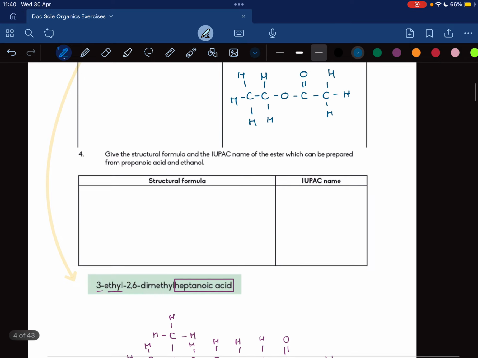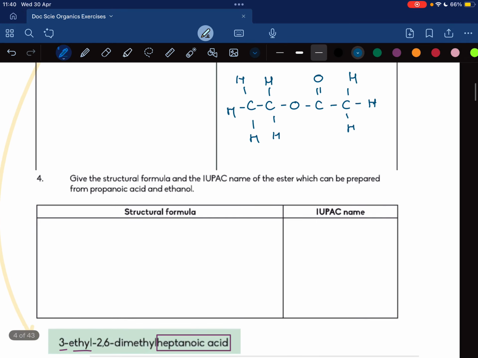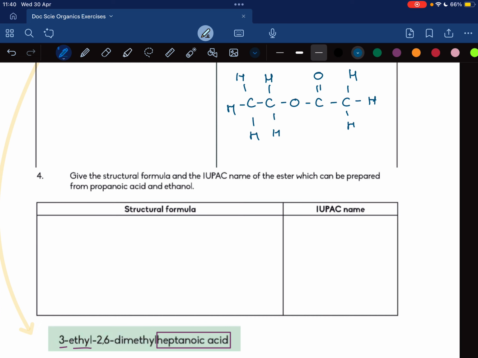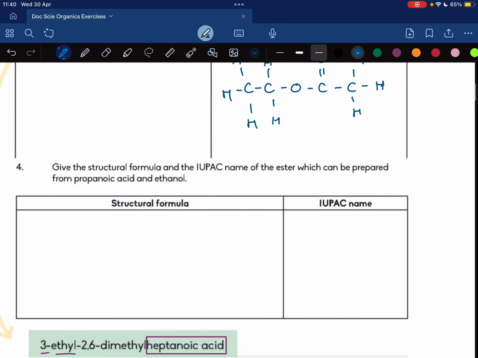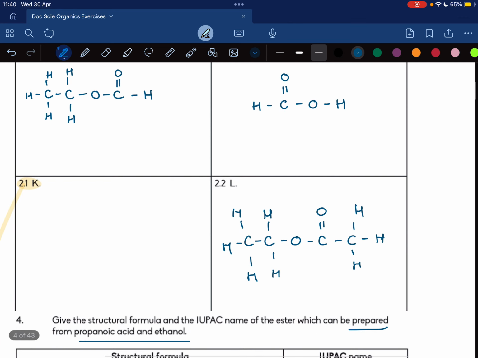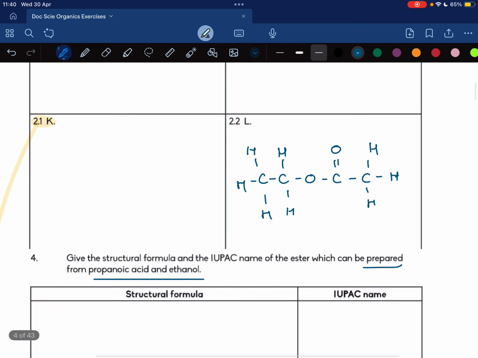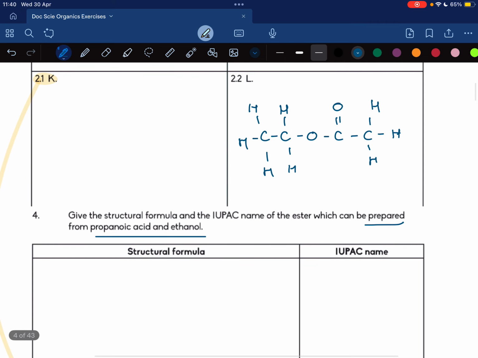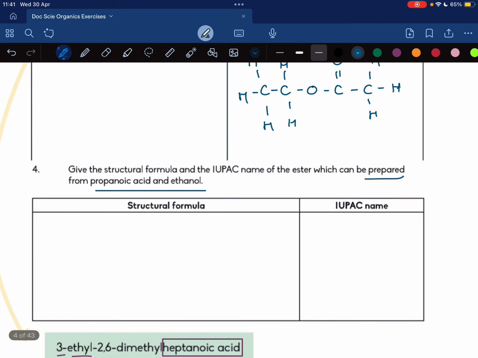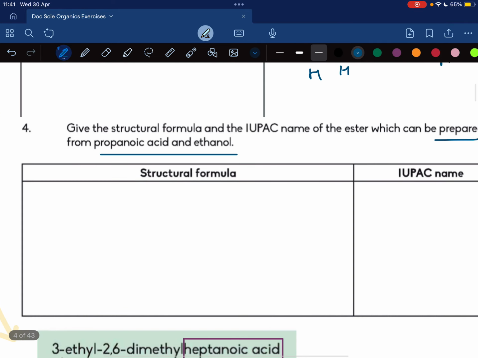Okay, then the last question in this exercise, number 4, says give the structural formula and the IUPAC name of the ester which can be prepared from propanoic acid and ethanol. So the structural formula is going to be, let's quickly check. When you do this, do it in pencil first, because then you might have to change some things, and then from there you can do the final answer in pen.